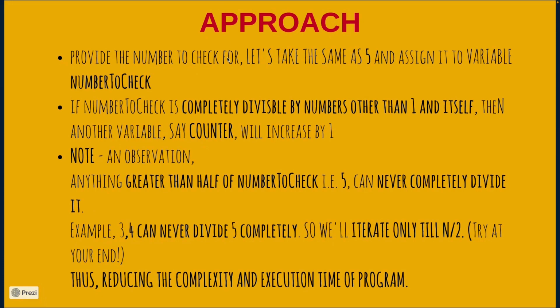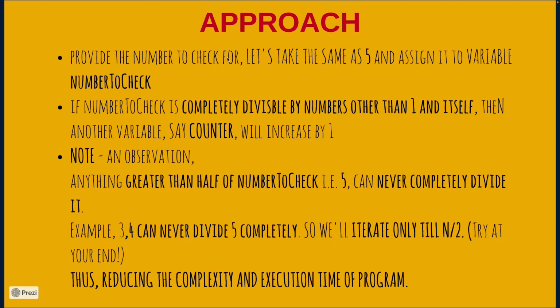Simple till here. Now let's go to pointer number 2, which says, if number to check, that is the variable or the number 5 in this case, is completely divisible by numbers other than 1 and itself, then another variable, say counter, will increase by 1. I know this line in itself can be a bit daunting to understand given the point at which we are right now.